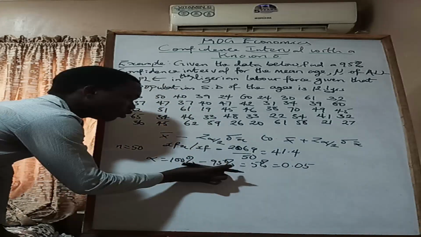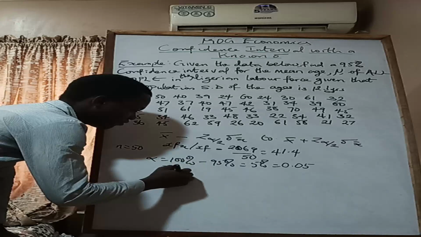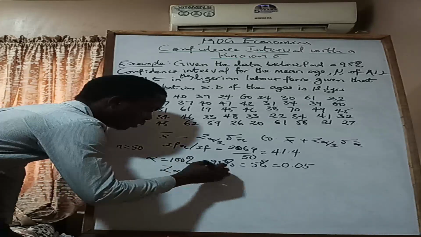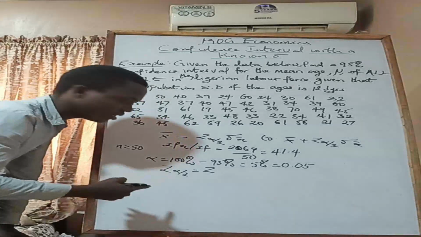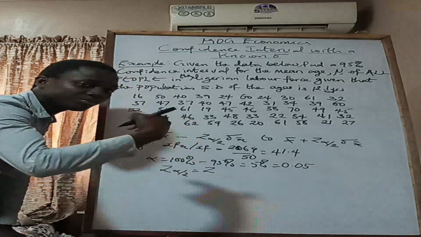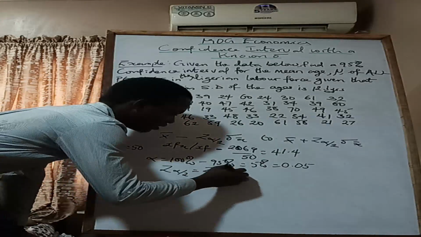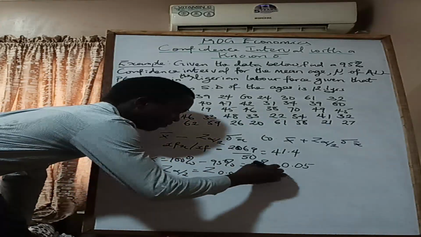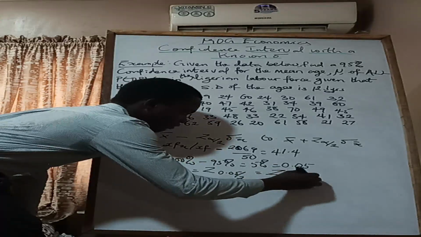So the z-score that we're looking for is the z-score at alpha over 2, which is the z-score representing the area. Whatever number you have here, it's talking about area. So we are looking for the z-score that corresponds to the area that gives us 0.05 over 2. So we are looking for the z-score that will give us an area of 0.025.